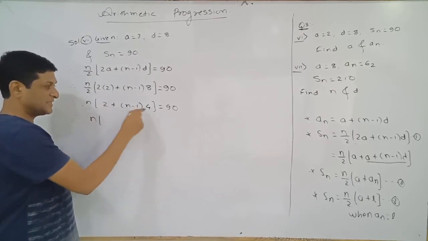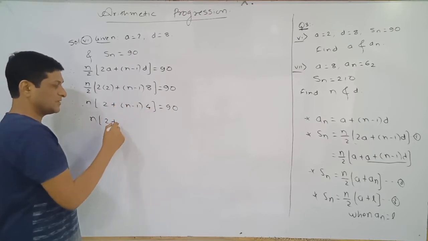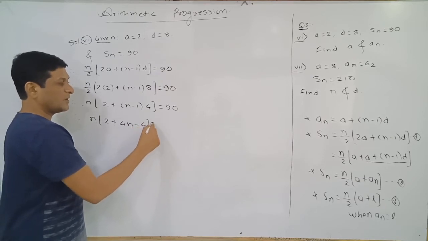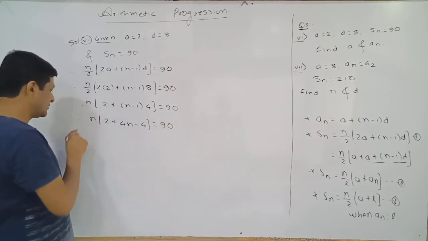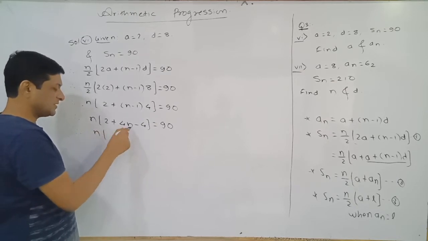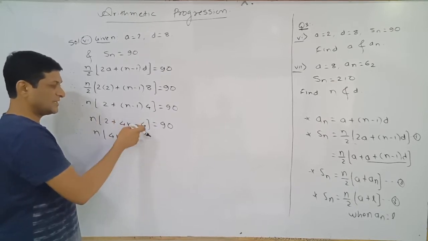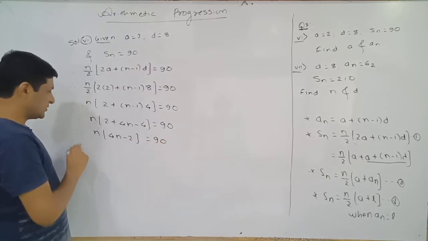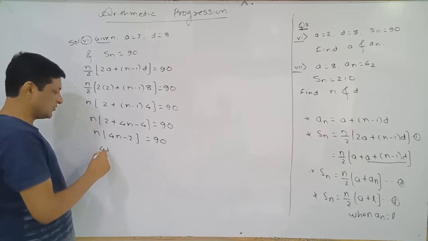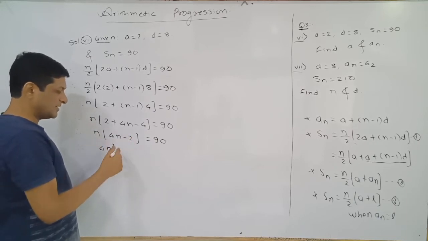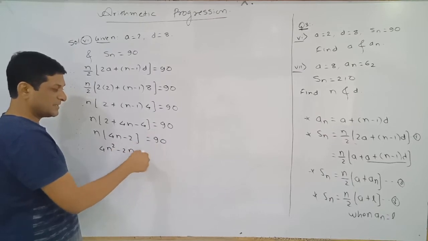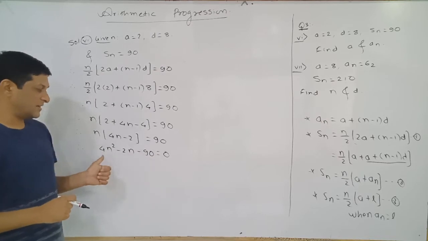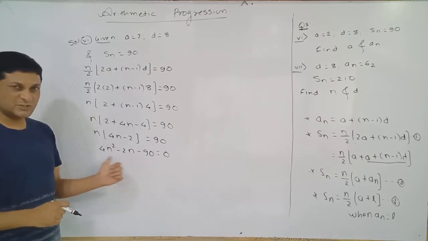Now simplify this term. 2, keep it as it is. 4 into n is 4n and 4 into minus 1 is minus 4. On the right hand side 90, keep it as it is. So n, keep it as it is. This 4n also as it is. 2 minus 4 will be minus 2. On the right hand side 90. Now n into 4n will be 4n square. n into minus 2 will be minus 2n. Plus 90 on this side will become minus 90, equal to 0. Now if you observe here, the highest power of n is 2, meaning it is a quadratic equation.